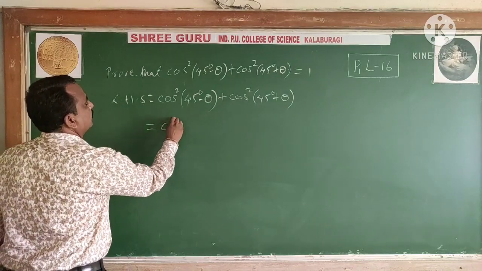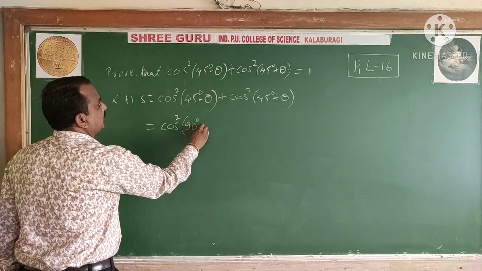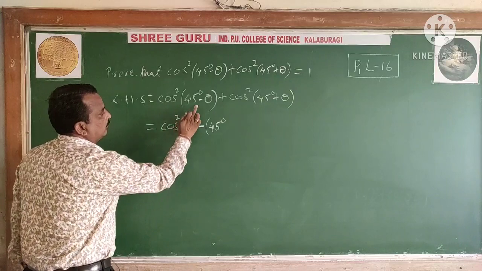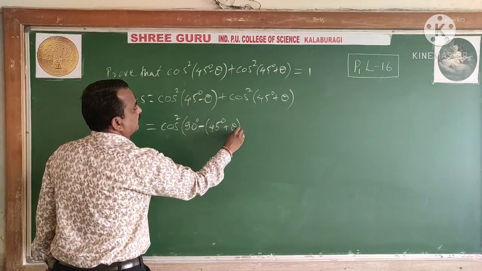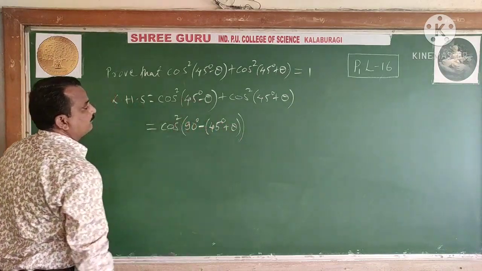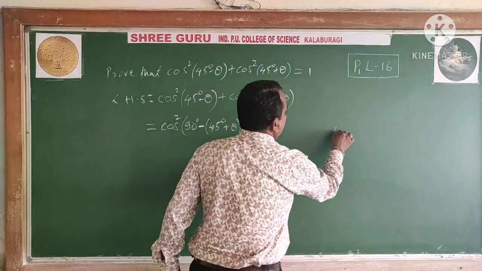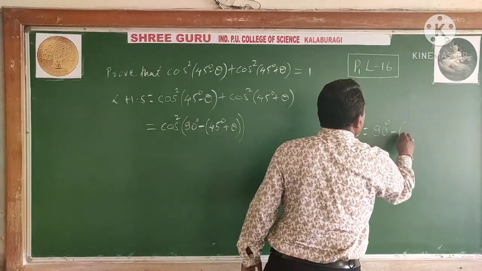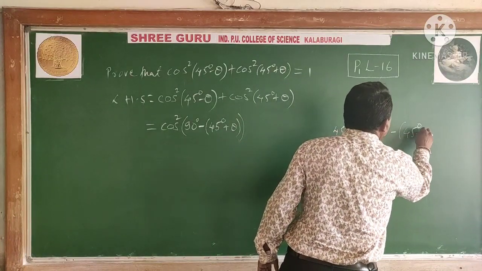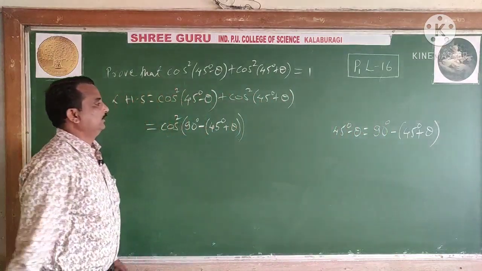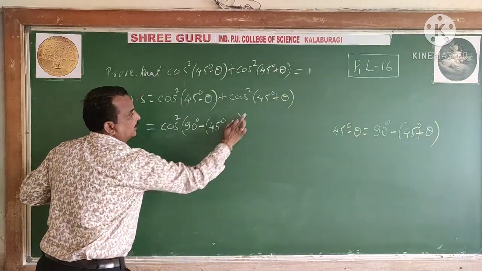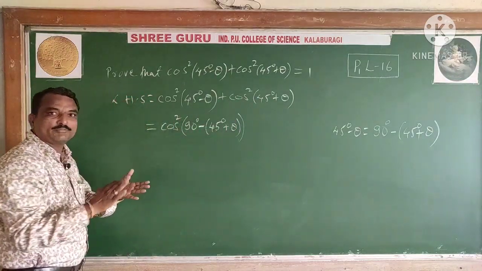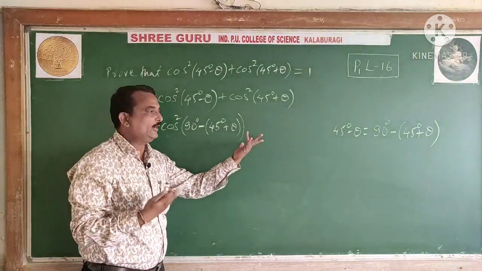Cos square, square is there. I will write this 45 minus theta like that. Is it 45? 90 minus 45 is 45, and minus theta, so minus plus becomes minus. Is it clear here, students? So how have I written 45 minus theta? I have written it as 90 minus of 45 plus theta. Here I am converting in terms of sine. Here the angles are different, so converting in terms of the same, you have to convert it and write it.